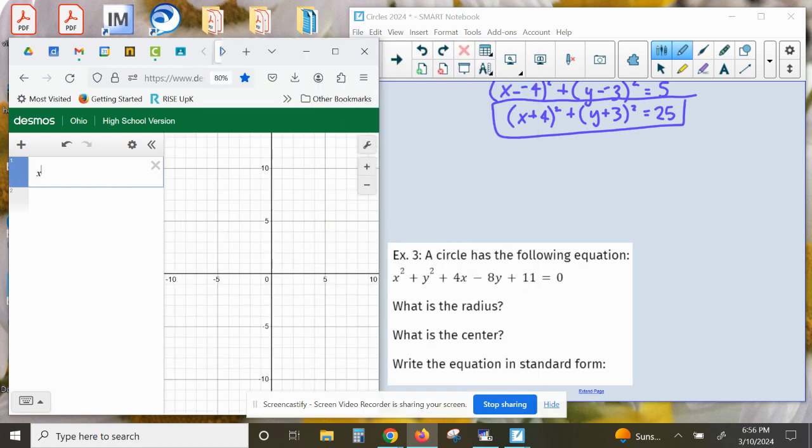So I've got x squared plus y, oopsie, squared plus 4x minus 8y plus 11. Oh my gosh, see? I wasn't even looking at what I was doing. Let's see. Plus. I wonder if that's going to do something weird. Well, I'm going to go ahead and put it in there and see if it does. I might have to clear this out and do it again. Clearly, I don't know how to type.